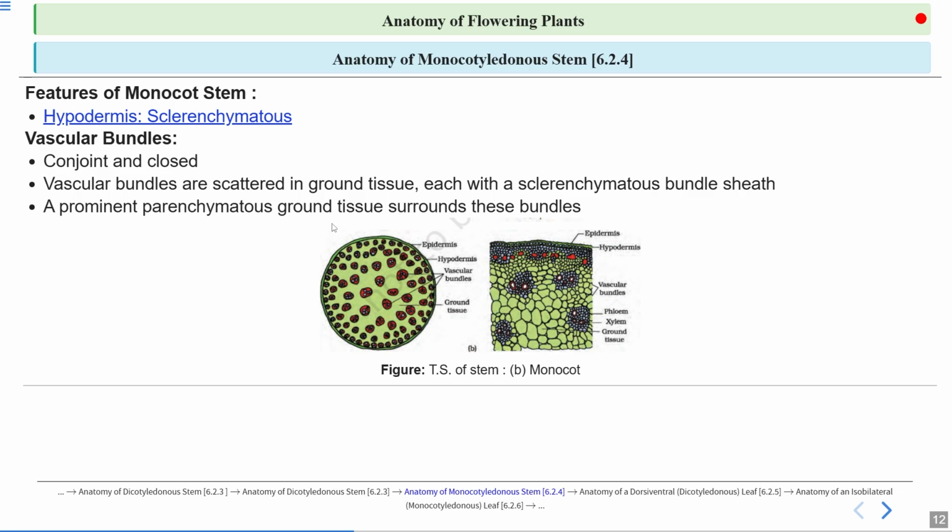A prominent parenchymatous ground tissue surrounds these bundles. So what is this ground tissue made up of? This ground tissue is made up of parenchymatous cells. Now, why is the cortex not present in the monocot stem? Very good question, right? Why are they not having it? If you compare the dicot and monocot, monocots are comparatively herbaceous plants, but the dicots are comparatively stronger, right?